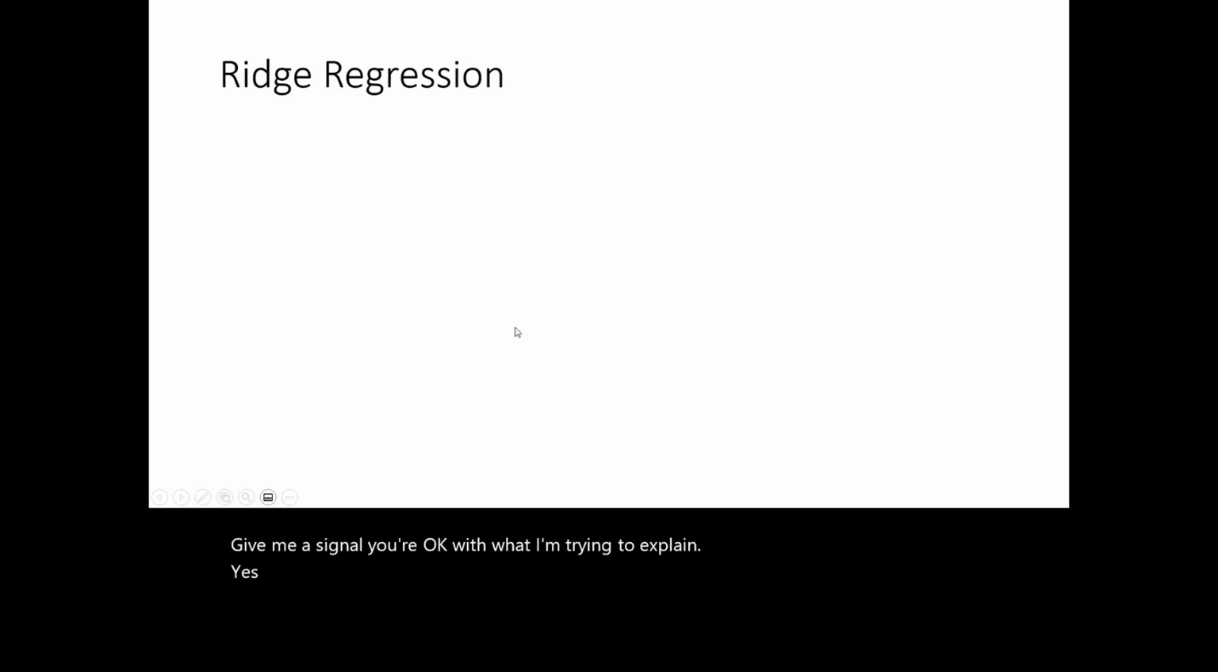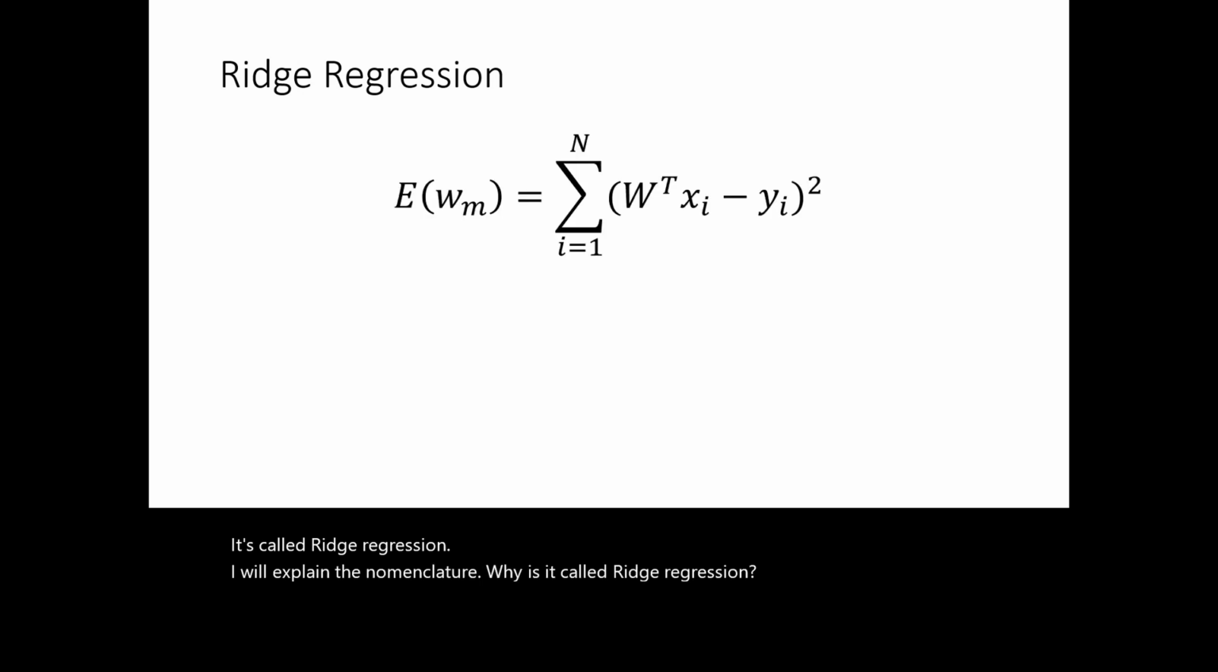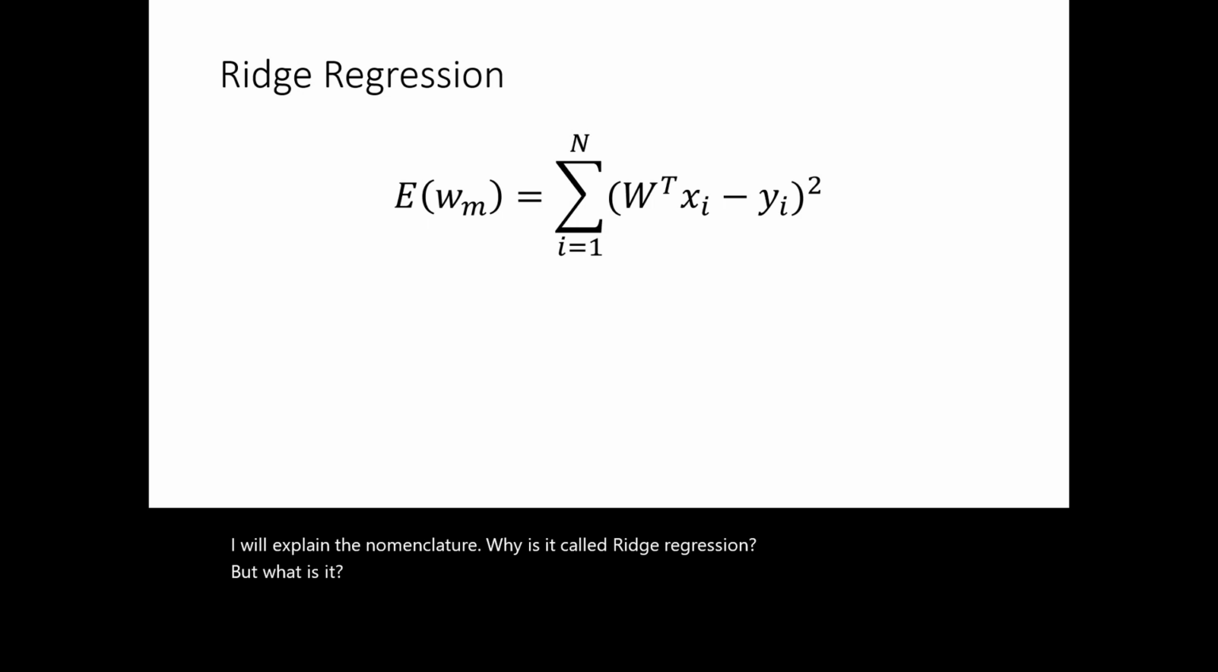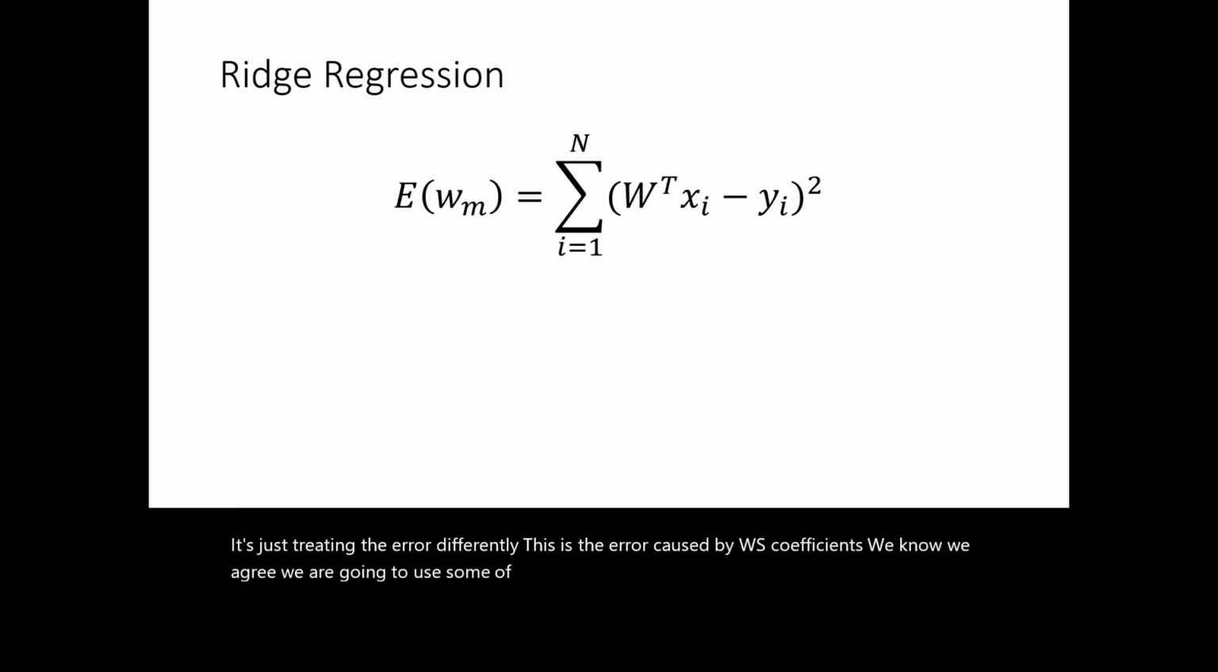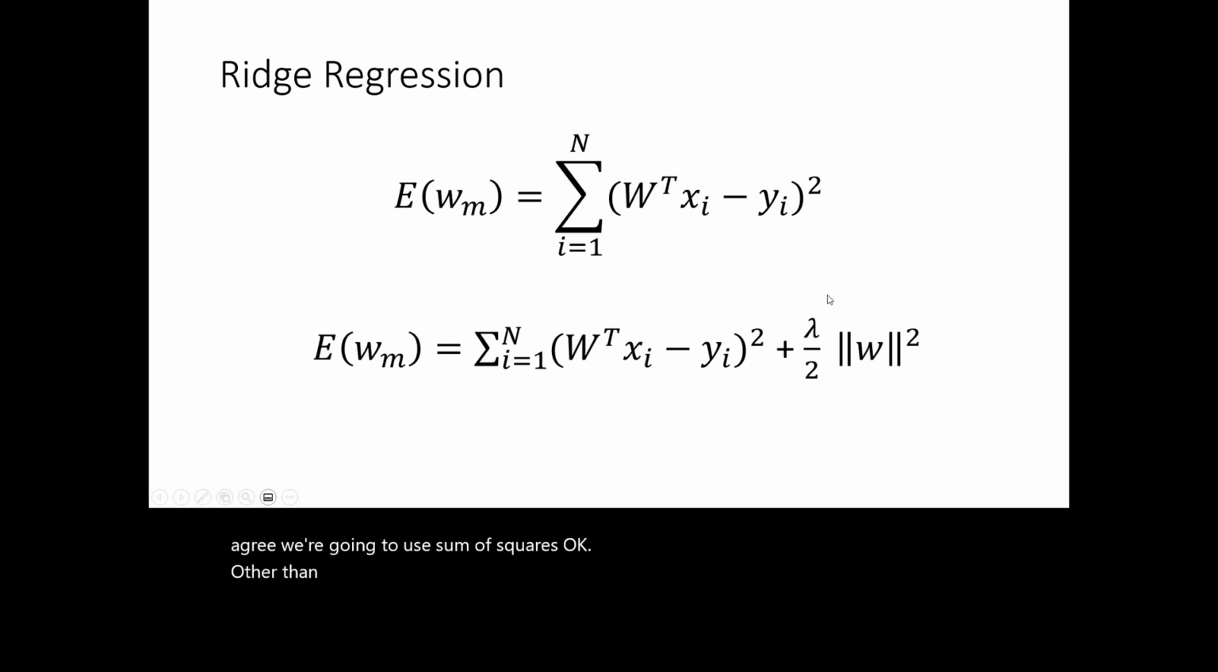All right, what do we do to address multicollinearity? It's called ridge regression. I will explain the nomenclature. Why is it called ridge regression? But what is it? It's just treating the error differently. This is the error caused by W's coefficients. We know, we agree, we are going to use sum of squares. Other than this, if we add this component to our error function, we are having W's squared and summed, L2 norm of W.